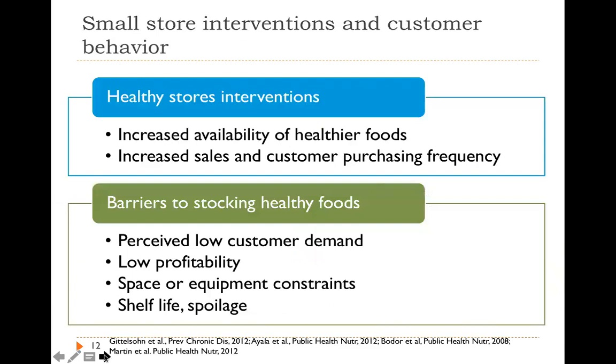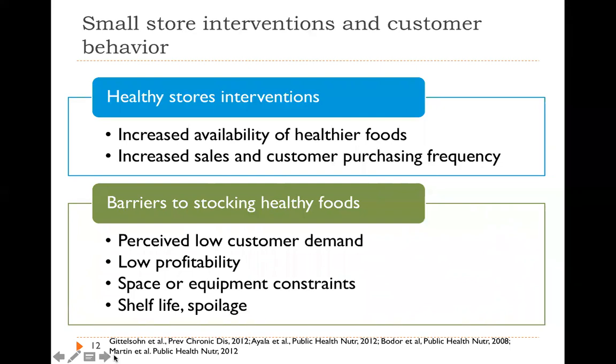So to address healthy food access in lower income communities, interventions working with small food stores have resulted in increased healthy food availability and increased sales and purchasing of more healthy foods. And there's evidence from both interventions and cross-sectional studies in this area of research that when fresh fruits and vegetables are available in small food stores, customers will purchase them and consume more servings of fruits and vegetables.